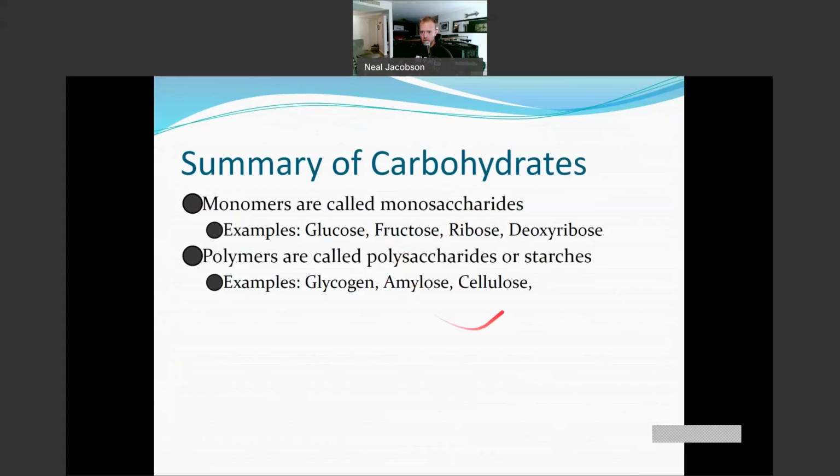Cellulose is used only in plants. Okay? It's not the stuff that's on your thighs, right? It's the stuff that's in plants. And it's in the cell wall of plants. So when plants have some extra sugar that they need to store, they might make a new cell and they might ramp up the production of their cell wall tissues. And that's made out of cellulose.